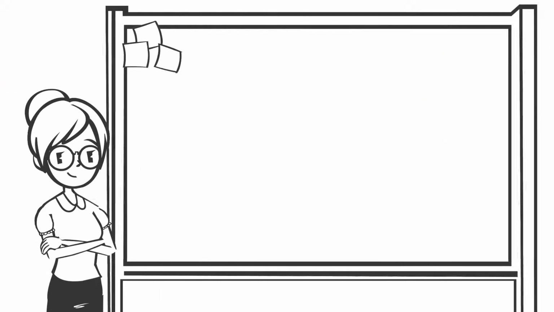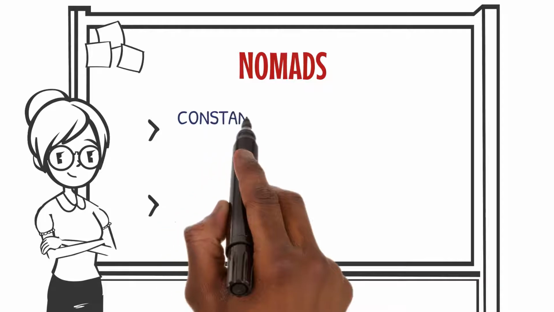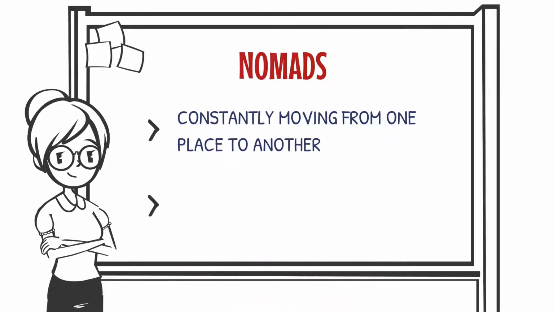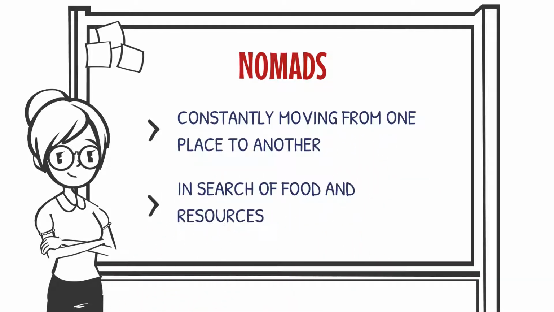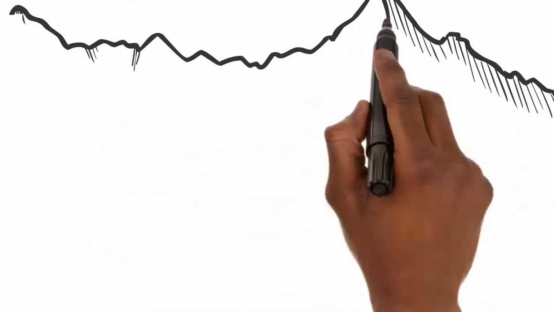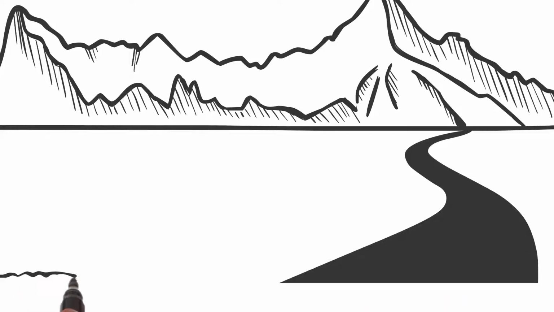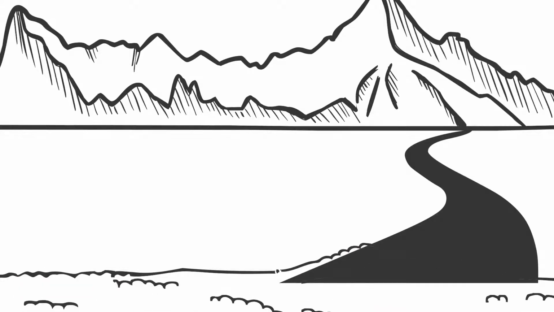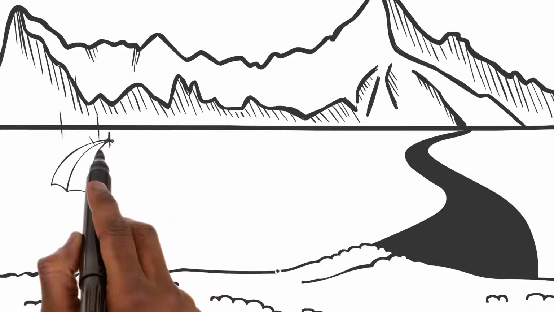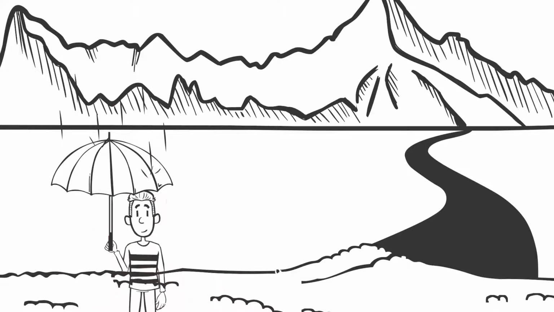These primitive humans lived as nomads, constantly moving from one place to another in search of food and resources. They had a deep understanding of their environment and depended on it for their existence. They had to adapt to different climates, landscapes, and seasons, learning how to use the available resources wisely.